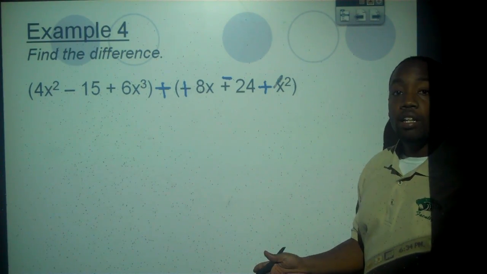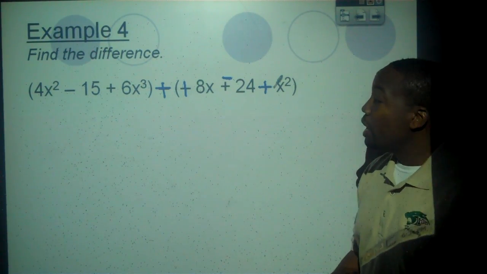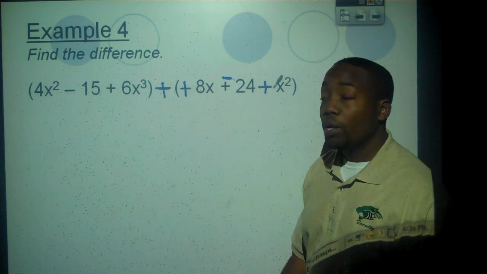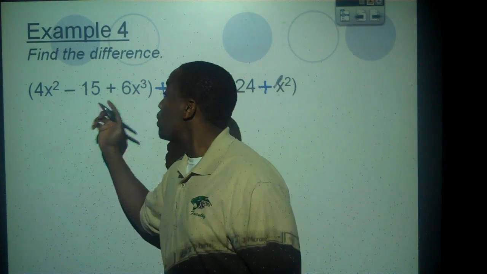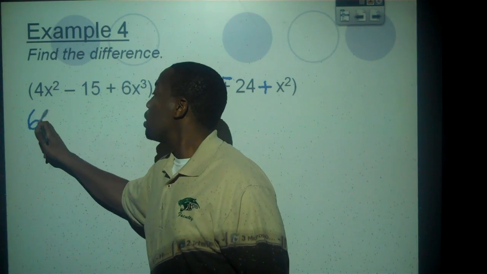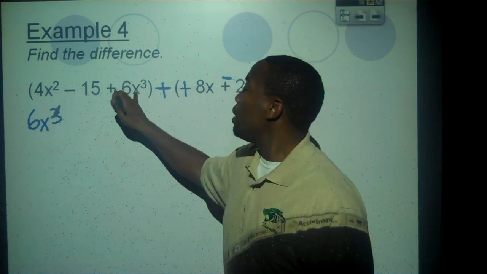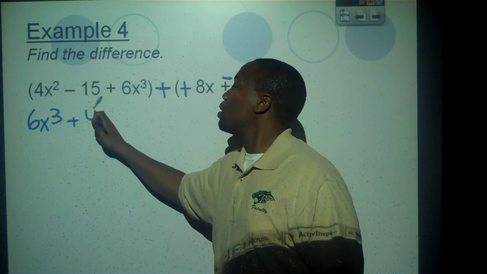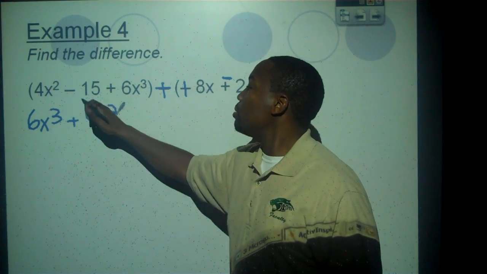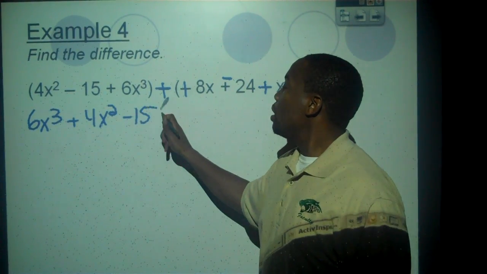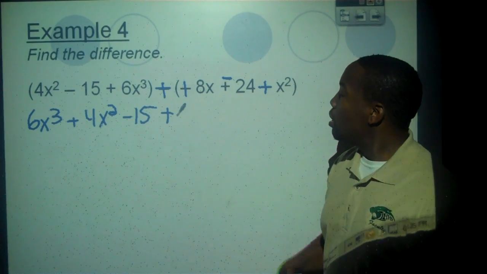Now we've done all of that. Now let's go back to what we normally do, and let's go into putting it in standard form. So the first one would be 6x to the third. My next one would be plus 4x squared. My next one would be minus 15. Now I'm going to do a plus right here.